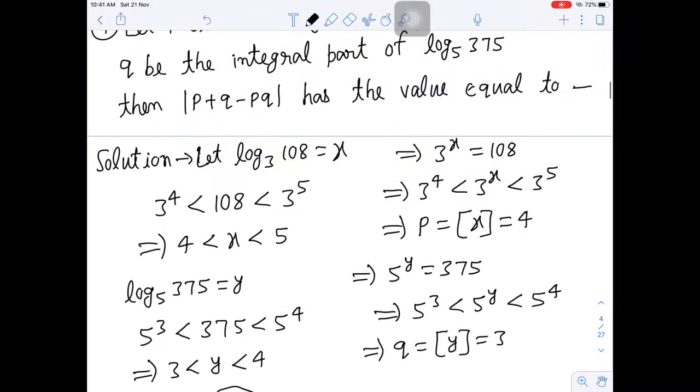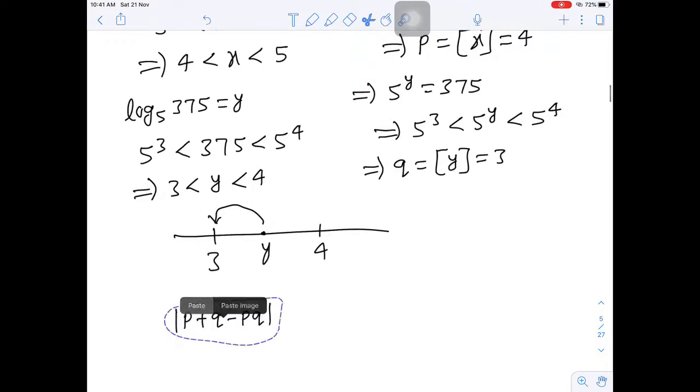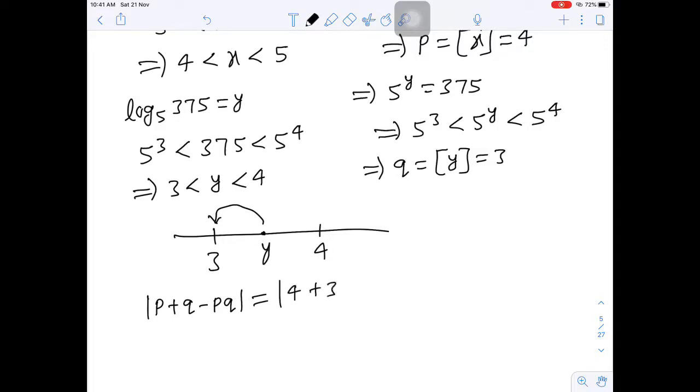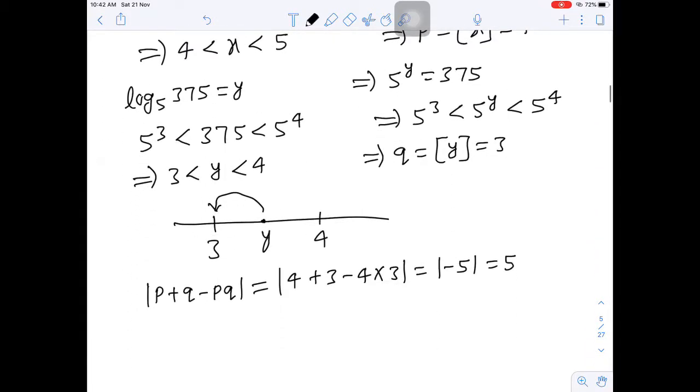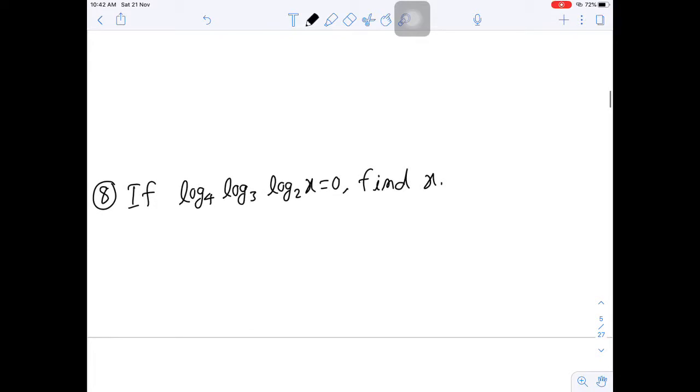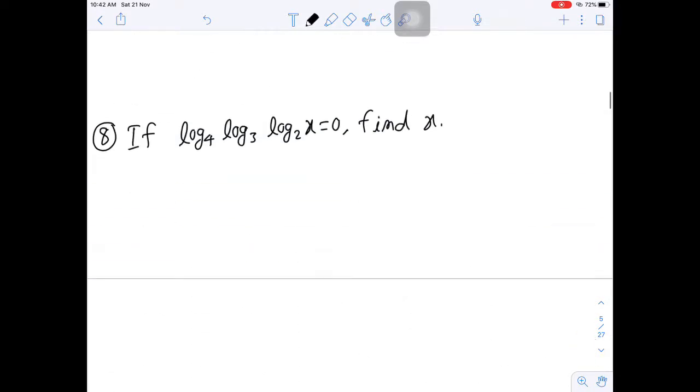Then next you have to calculate the absolute value of p plus q minus pq. Now that is very simple, because you know the values of p and q. So p is 4, q is 3, and minus 4 into 3, so 7 minus 12, you will get minus 5. So the absolute value of minus 5 is nothing but 5. Is it clear?